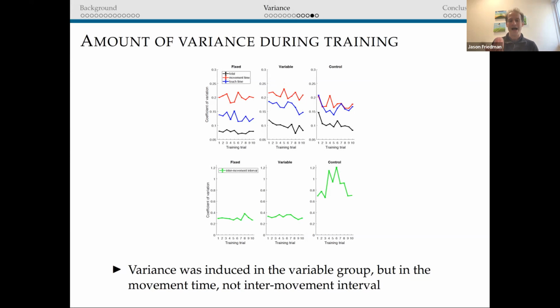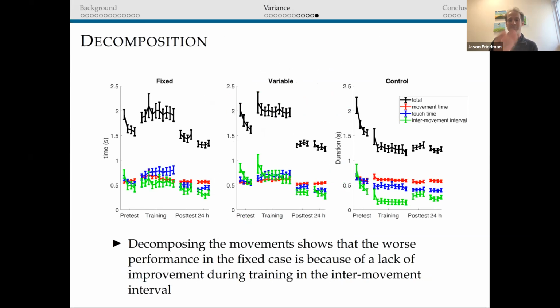move for. And the unfortunate thing is that when we look at how people improve, the red in here is the movement time. You can see that the movement time from pre-test throughout training and post-test almost doesn't change. In fact, sometimes it gets even a little bit higher, even in the groups that do really well. So this component, although they had more variance, doesn't actually help us in terms of the learning. You can see that most of the learning actually takes place in all of the groups in terms of this green measure, which is the intermovement time, how long it is between the touches of the fingers.